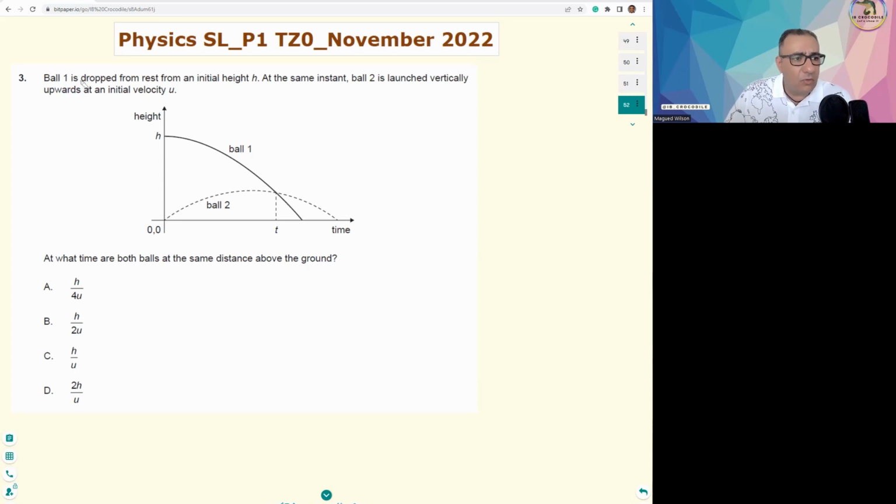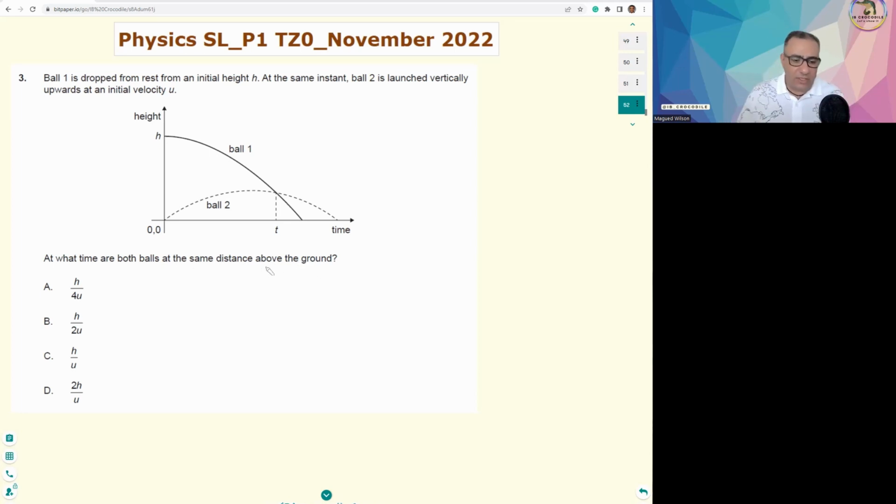Ball 1 is dropped from rest from an initial height h. At the same instant, ball 2 is launched vertically upwards at an initial velocity u. At what time are both balls at the same distance above the ground?